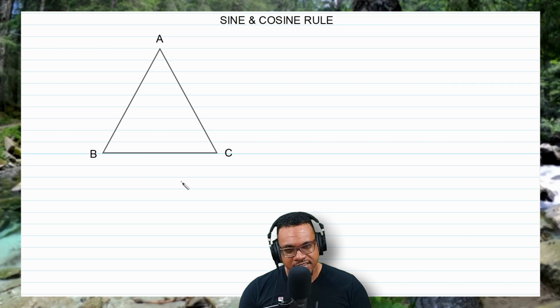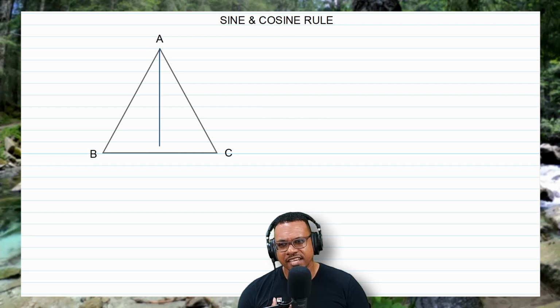Now, the common letters are going to represent the length of the side. So if we have capital A up here, which represents the magnitude of this angle, if we draw a line from capital A, it will touch this side. And we call this side BC, common a. So common a will represent the length of this side, which is BC. So the common a represents the length of the side and the capital letter represents the magnitude of the angle.